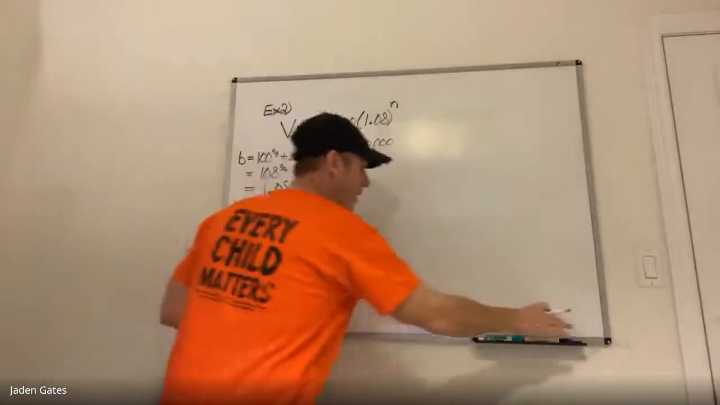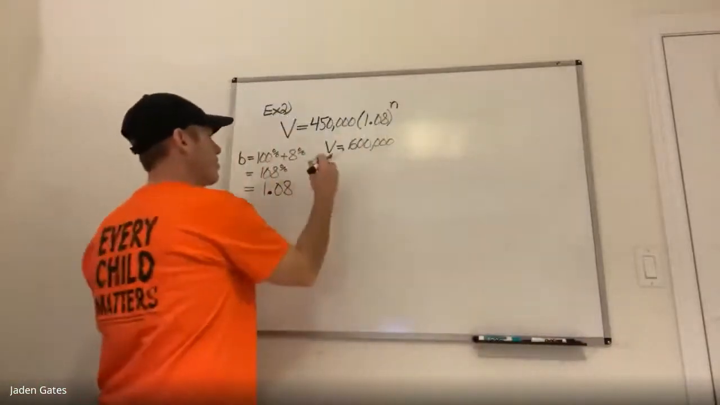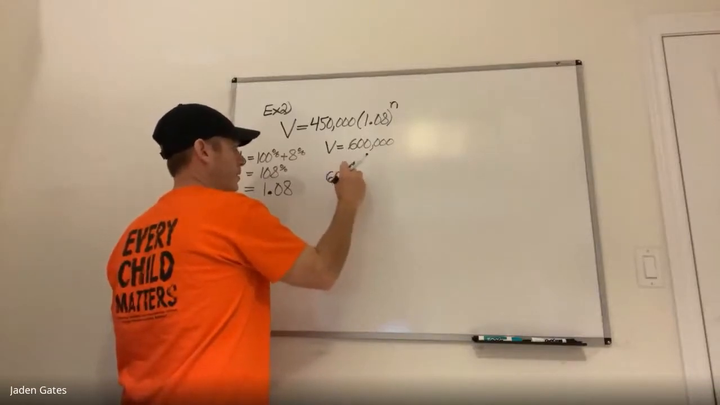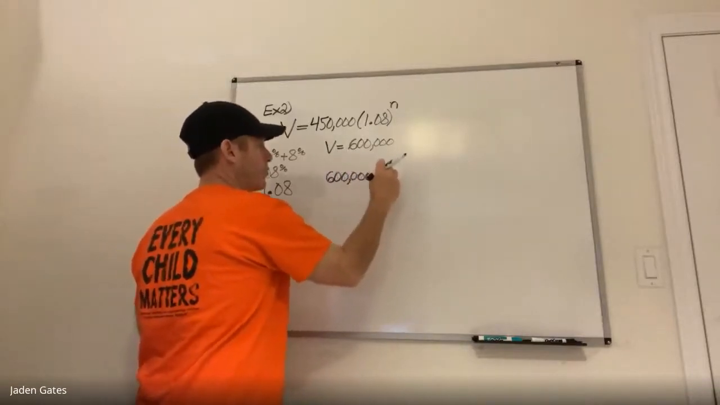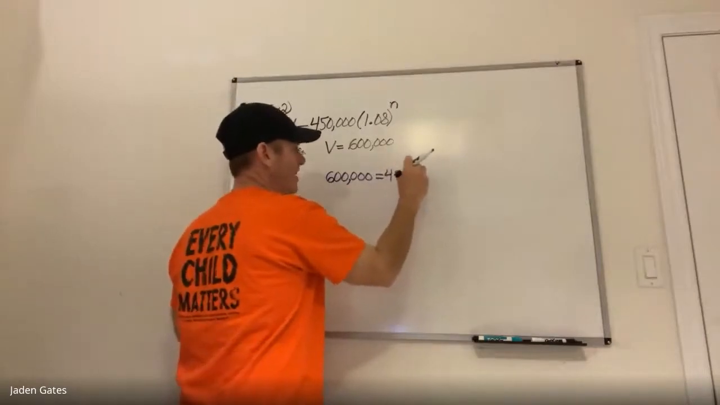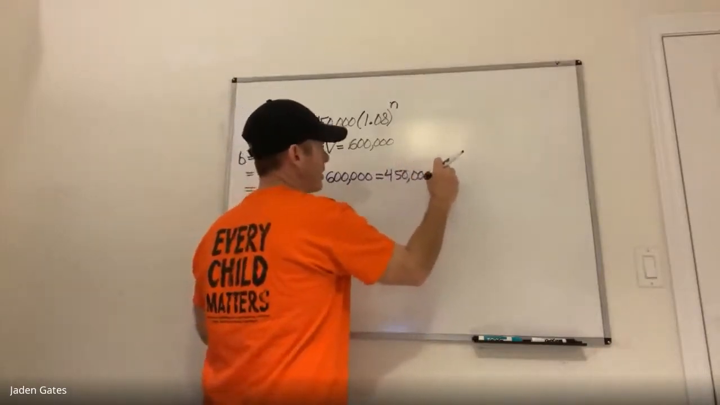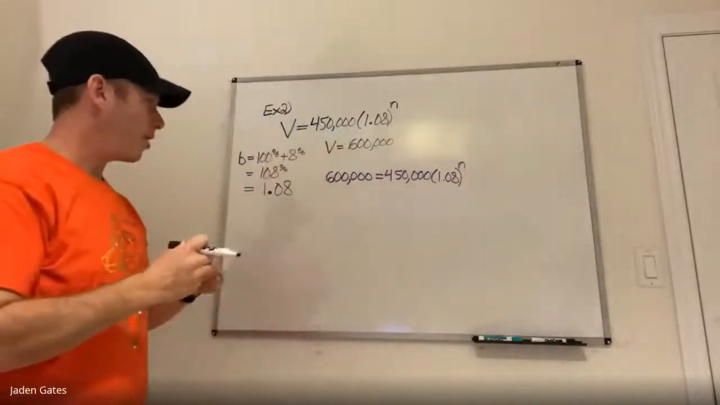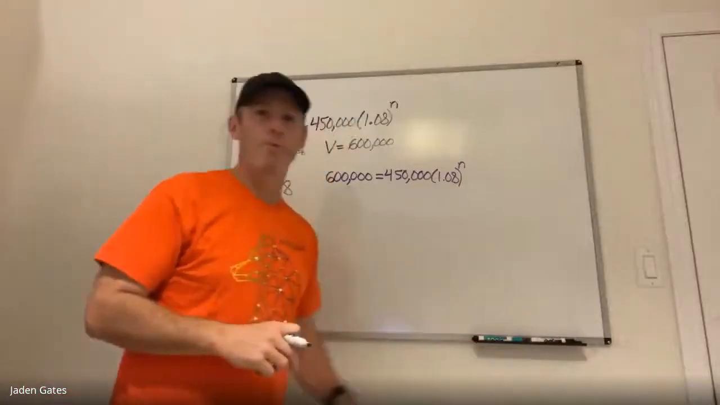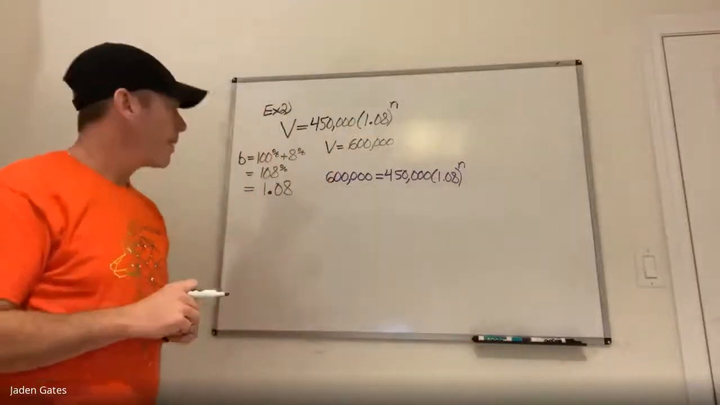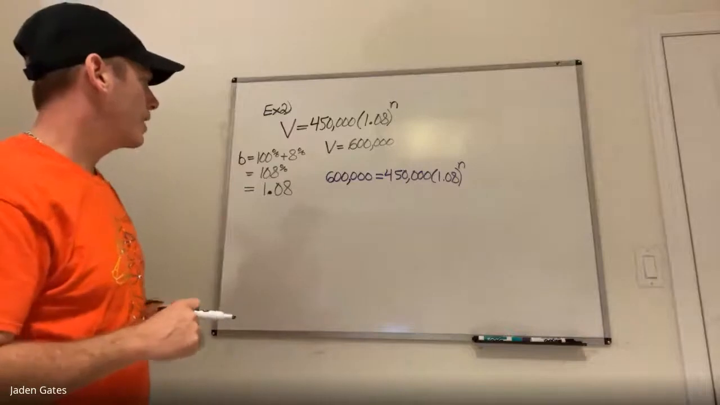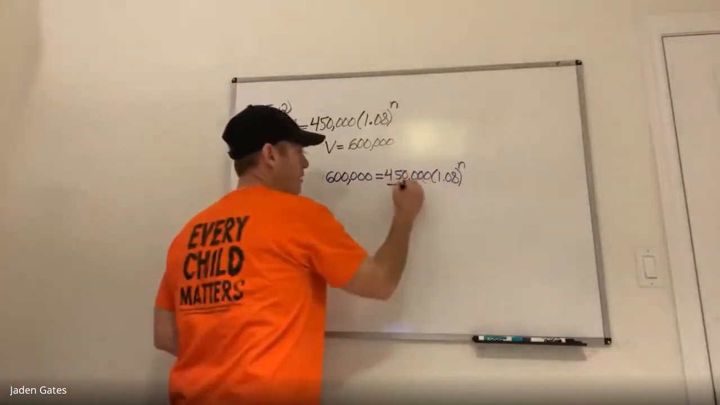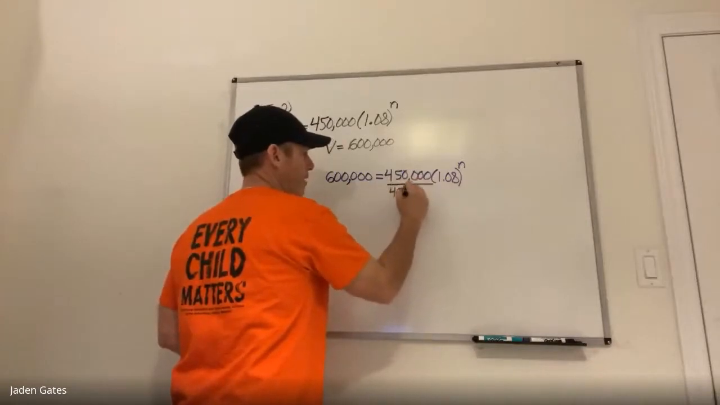And so now what I have is 600,000 is equal to 450,000, which was the initial value of the house, times 1.08 to the power of n. Again, now it looks similar to the last example. The first thing I have to do is get rid of this 450,000. It's attached, so the only way to do that is divide both sides by 450,000.